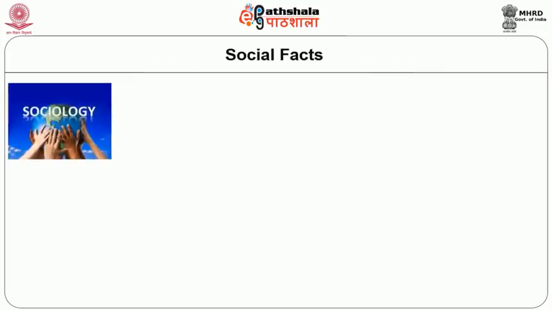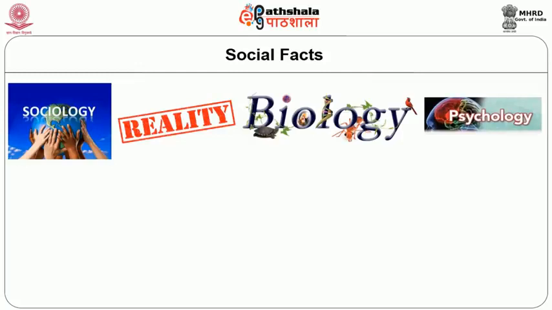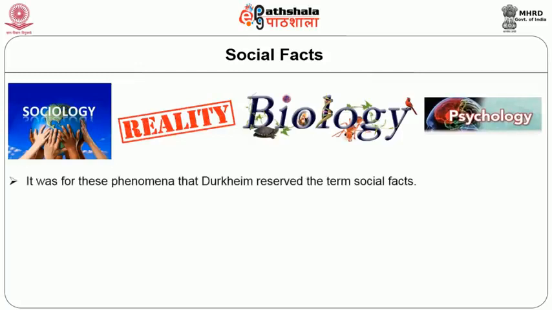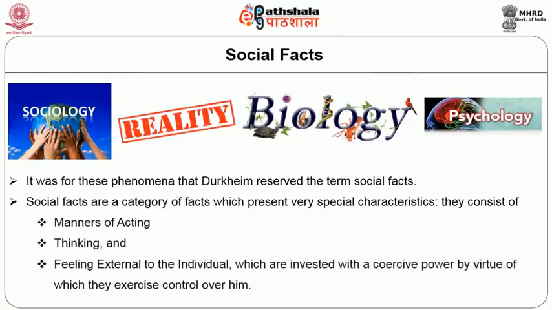Social facts. Durkheim conceived of sociology as the scientific study of reality, a clearly defined group of phenomena different from those studied by all other sciences, biology and psychology included. It was for these phenomena that Durkheim reserved the term social facts. Social facts are a category of facts which present very special characteristics. They consist of manners of acting, thinking, and feeling external to the individual, which are invested with a coercive power by virtue of which they exercise control over him.